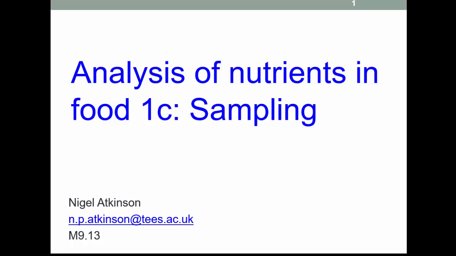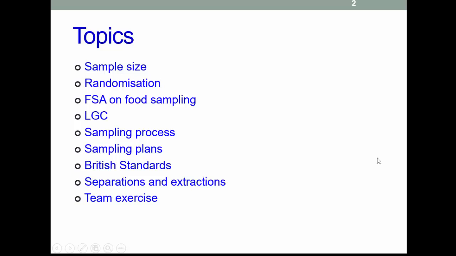So the third part of the first lecture, we'll start looking at sampling. Look at sample size and randomisations, talk about the various national bodies who do sample analysis. We'll look at the process and sampling plans, talk about the importance of British standards, and again reiterate sampling and separations and extractions, and there's a couple of team exercises for you to do as well.